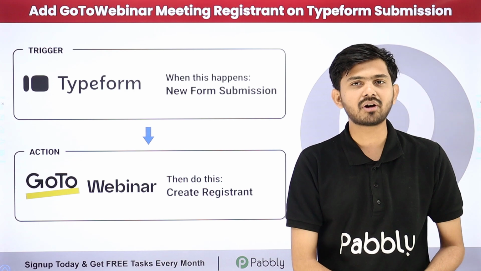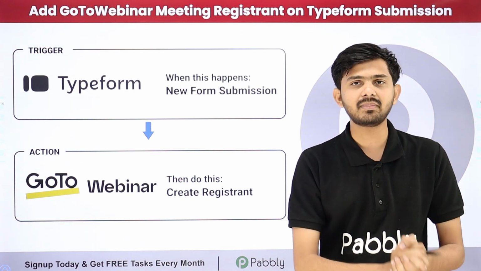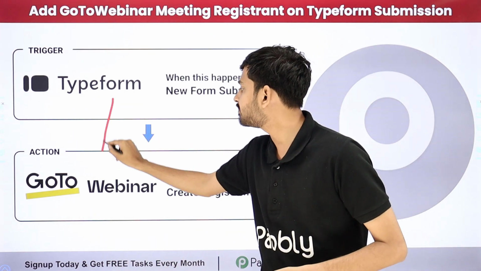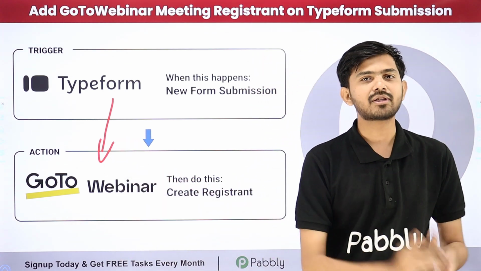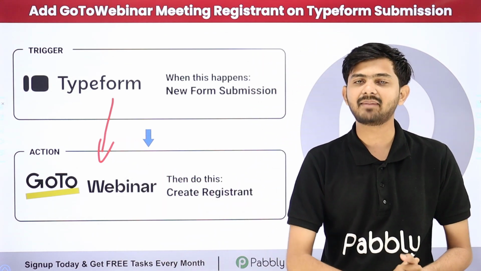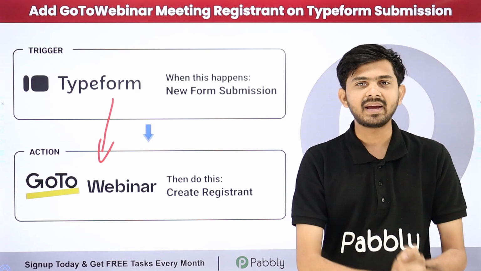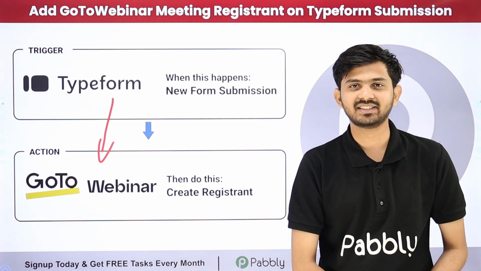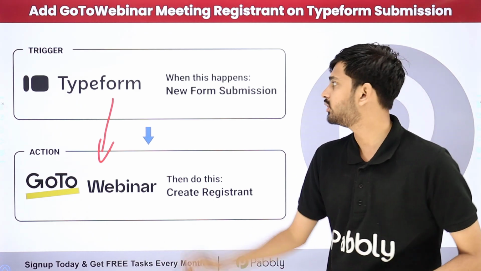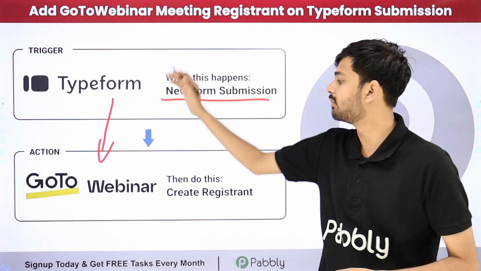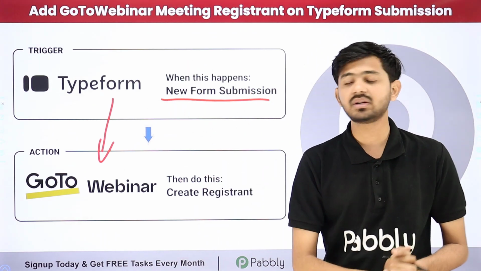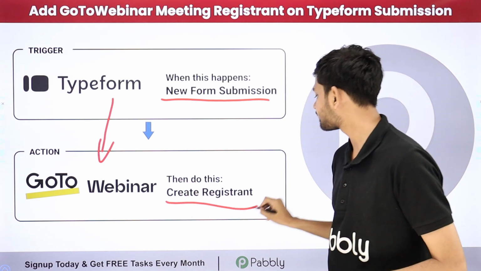So here I want to do this automatically, and for that I need to simply build a connection between Typeform and GoToWebinar. For building this connection, I'm going to use Pabbly Connect. Pabbly Connect is an amazing software for automation and integration. With Pabbly Connect, whenever I receive a new form submission through Typeform, automatically I can create a new registrant in GoToWebinar.